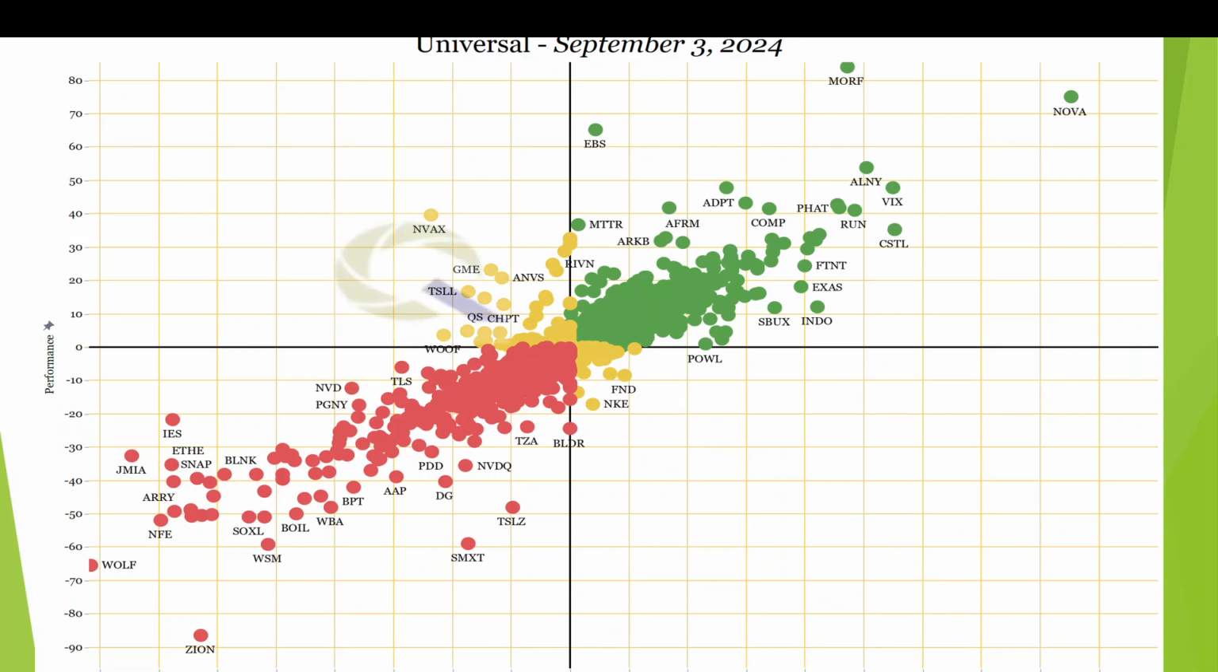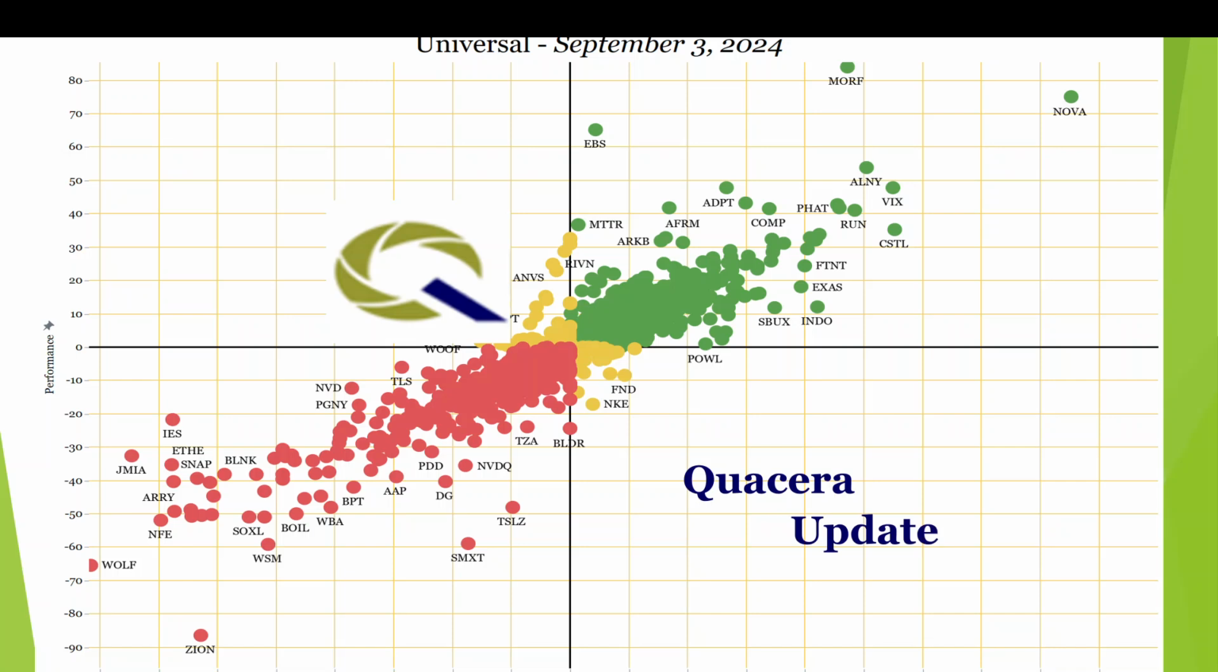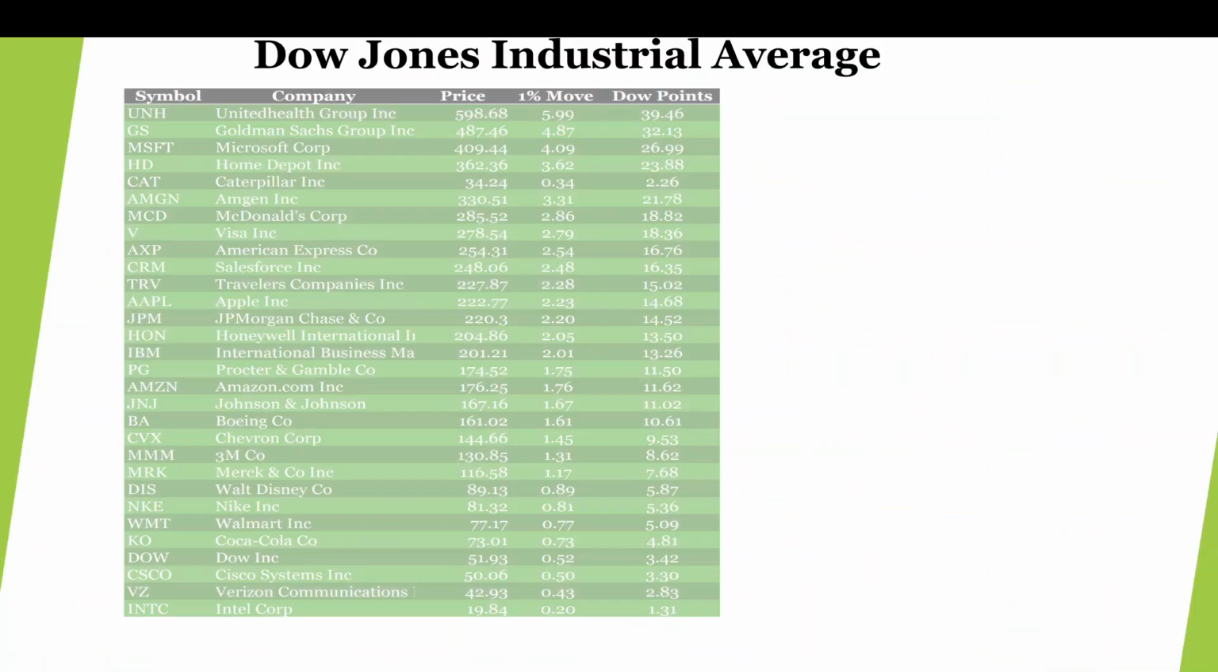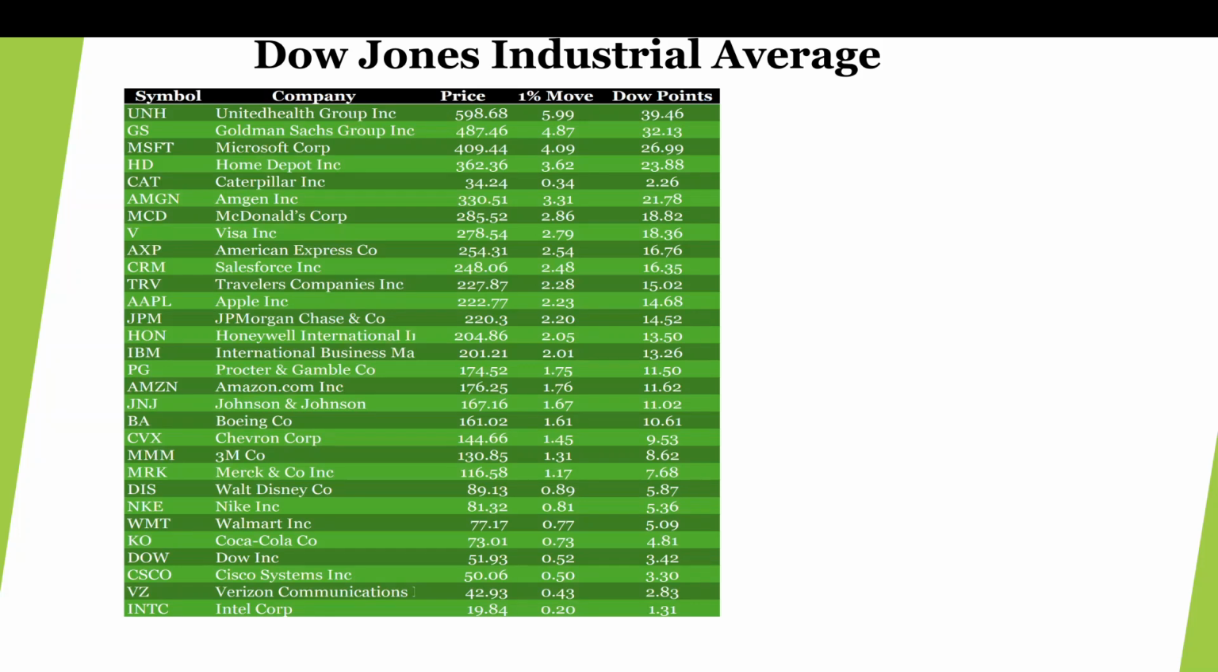Today we want to bring you another Quacera update, and we'll be talking about the dots, the big dots that rule the Dow. This is the Dow Jones Industrial Average, and it's organized here from the highest price to the lowest price. That's significant for our analysis.